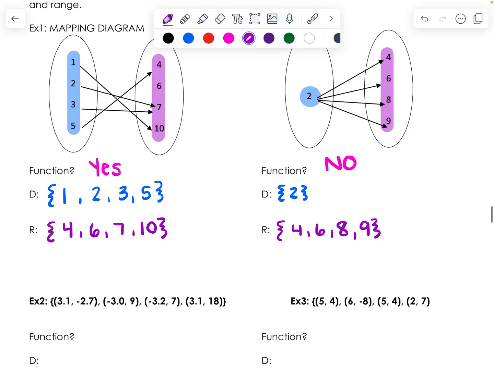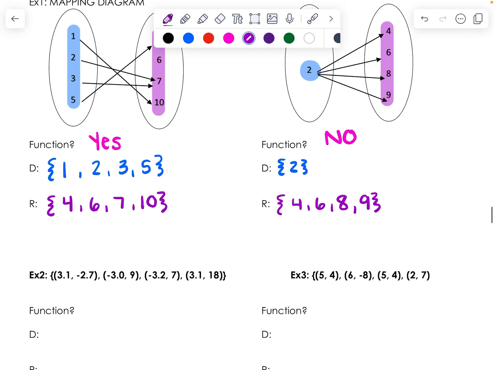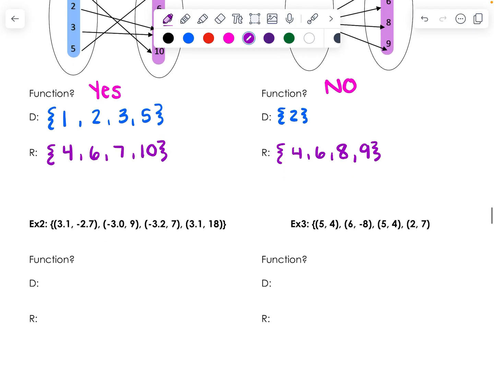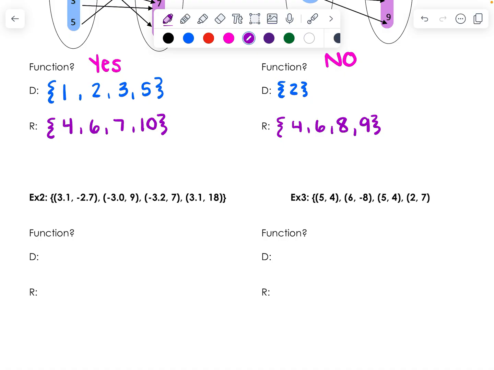All right, let's take a look at these next ones. Now we have a set of points, or ordered pairs as we call them. And again, we're looking to see, are these functions? So looking at our first one, let's look at all these x values. Oops, I was using blue for x. Okay, we have 3.1, -3, -3.2, and 3.1. Well, looking here, we have these x values that are the same, and they have different outputs, which means this is not a function.